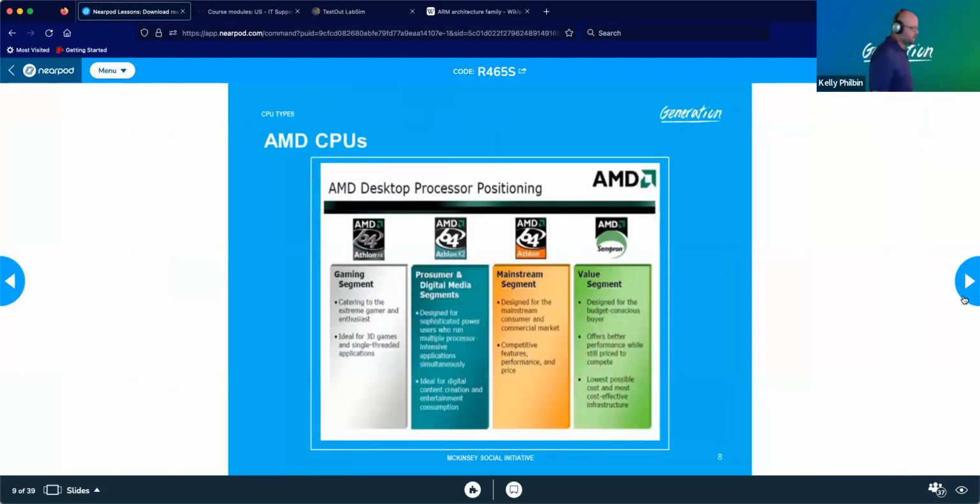And this kind of gives you a breakdown of them, where you have your value segment, which are going to be your lower end chips, and then your standards, and then you get all the way up into the gaming segment, which are going to be your higher end ones. Now, interestingly, it wasn't too long ago AMD thought they would get smart, because manufacturing production lines aren't cheap.